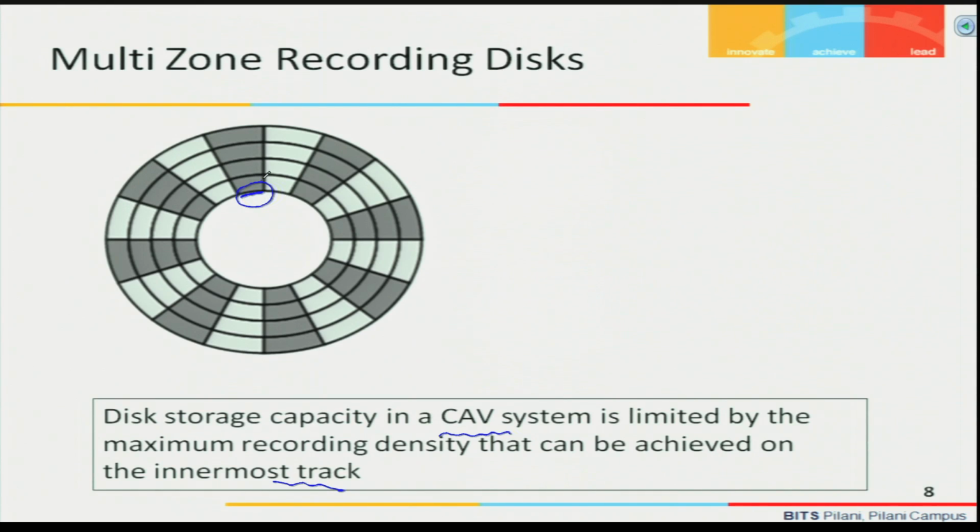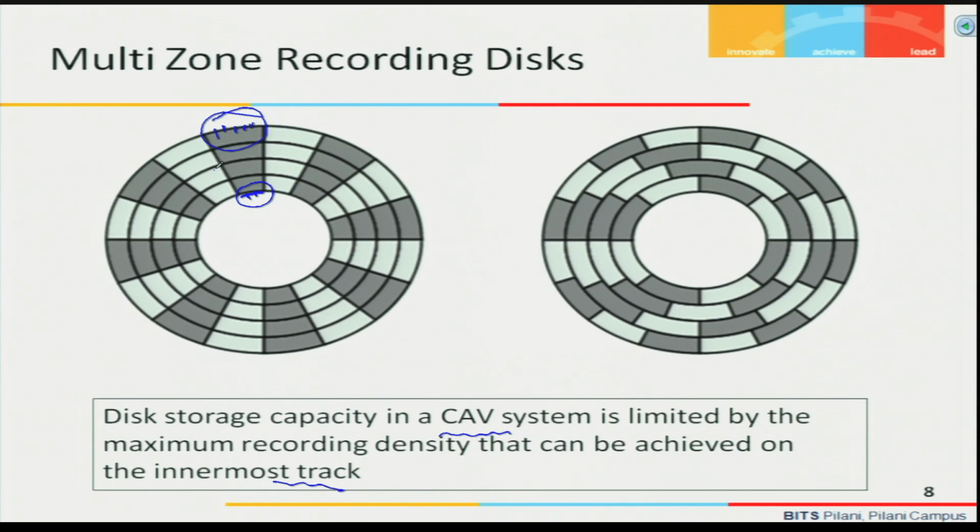So, the bit spacing at the outermost track is more compared to the innermost track. Here we are basically wasting recording space. We can avoid this wastage by making a disk multi-zone. The single zone disk means the disk is rotating at a constant angular velocity.